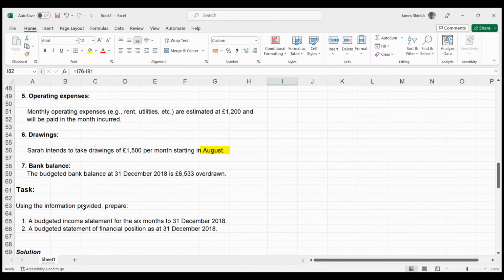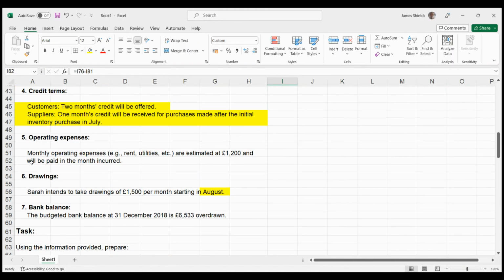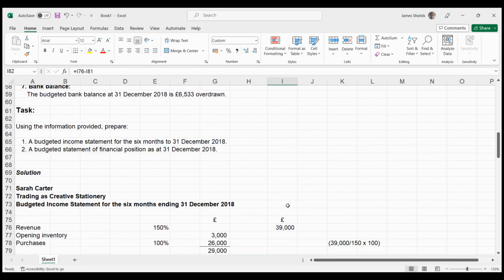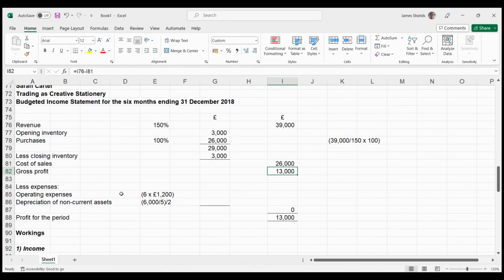Next, we're told in the question, this is in point number 5, monthly operating expenses are estimated at £1,200 and will be paid in the month incurred. So no accruals, no prepayments, they are paid each individual month. Now this is for 6 months here. So we're going to have 6 lots of £1,200, and that's going to be £7,200.